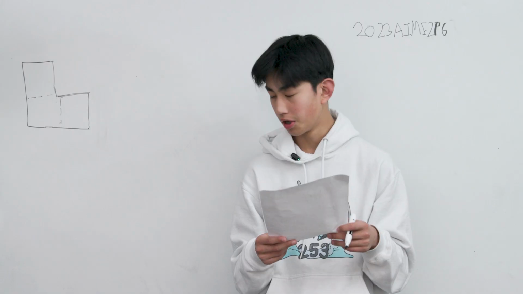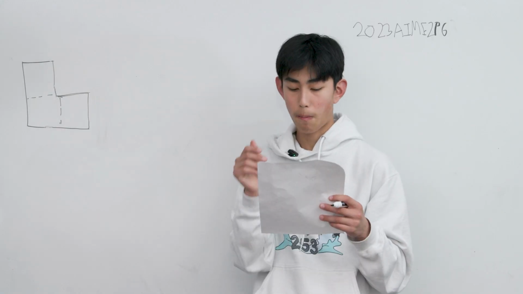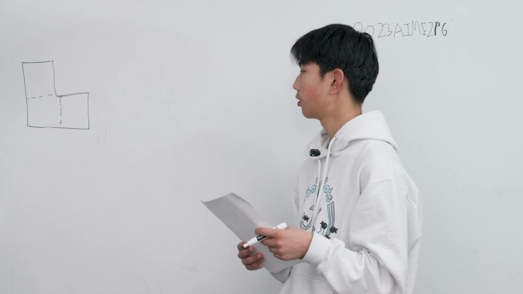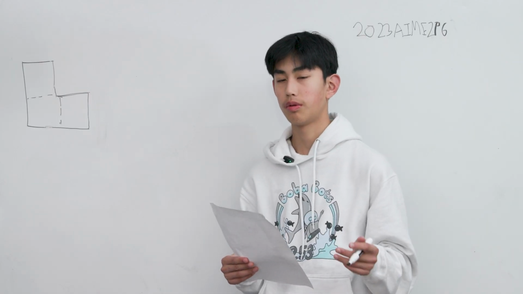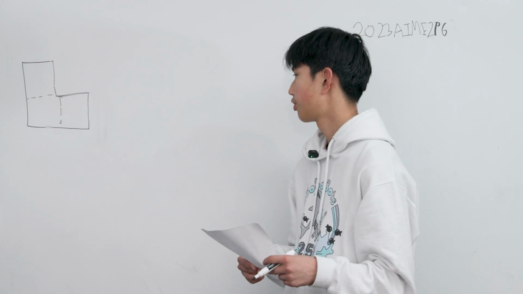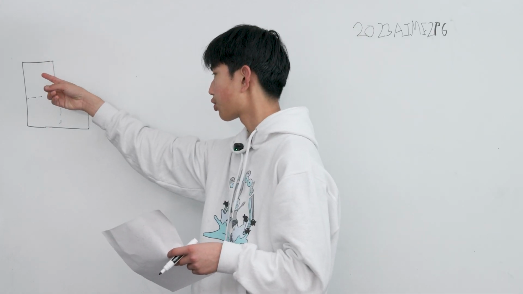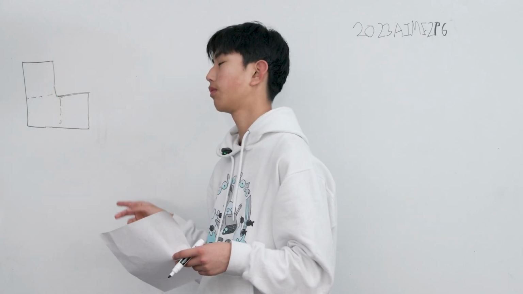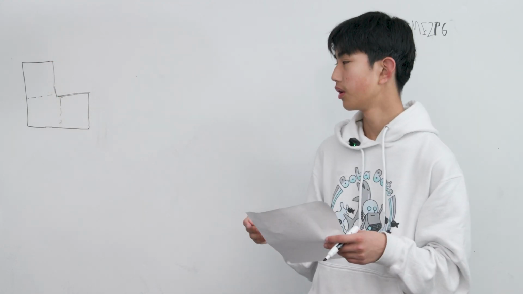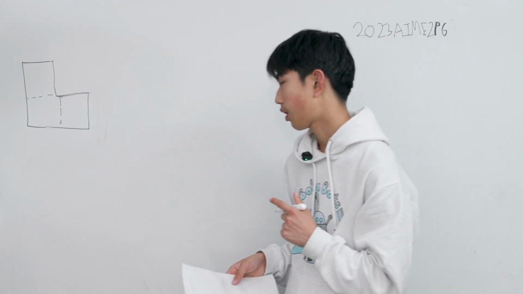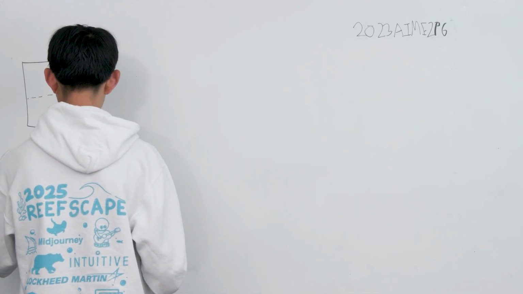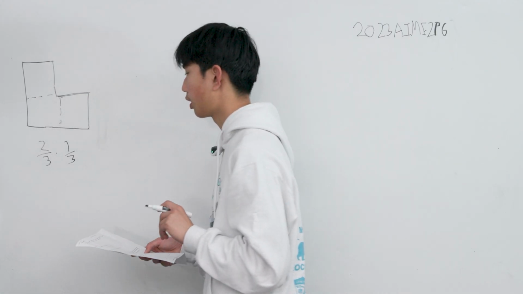Find m plus n. So for this problem, we can start by solving for its complement, and then we just do 1 minus the complement. The only way for the midpoint to be not inside the region is if 1 point is in the top square, the really top part, and 1 point is in the right side of this right square. So that would be 2/3 times 1/3 probability.